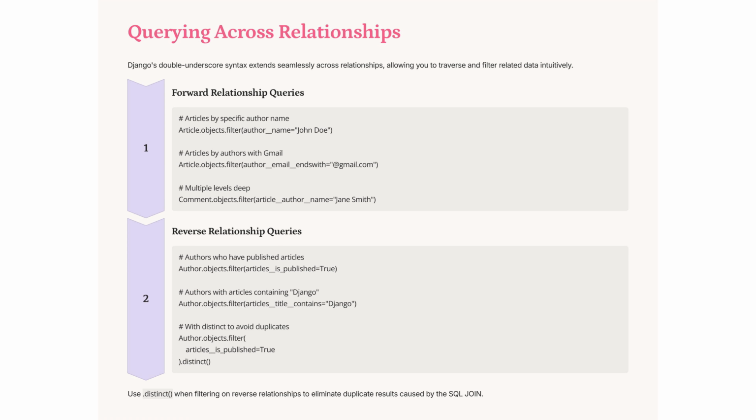Django's double underscore syntax allows intuitive querying across relationships. For instance, filter articles by author name with Article.objects.filter(author__name='John Doe'). To find authors with published articles, use Author.objects.filter(articles__is_published=True). When querying reverse relationships, apply distinct to avoid duplicates from SQL joins, ensuring accurate results.